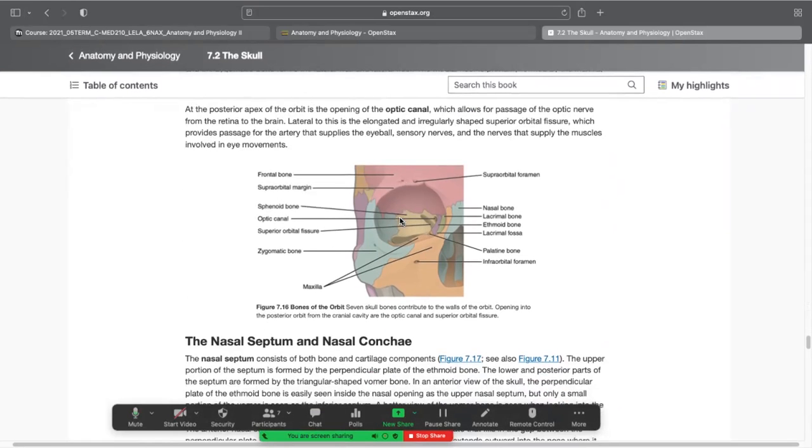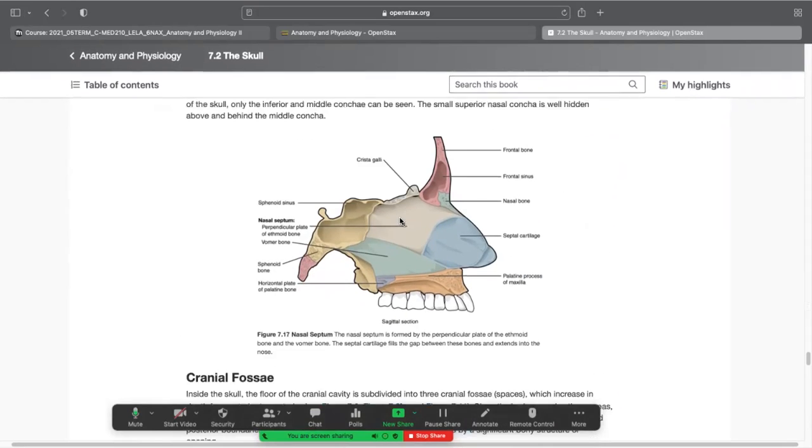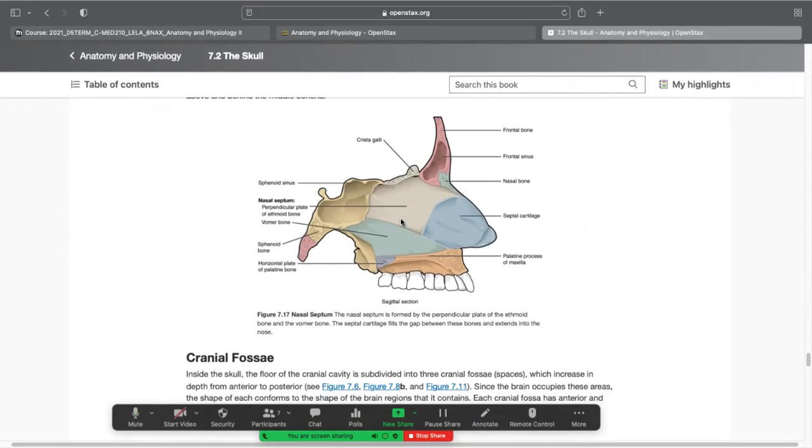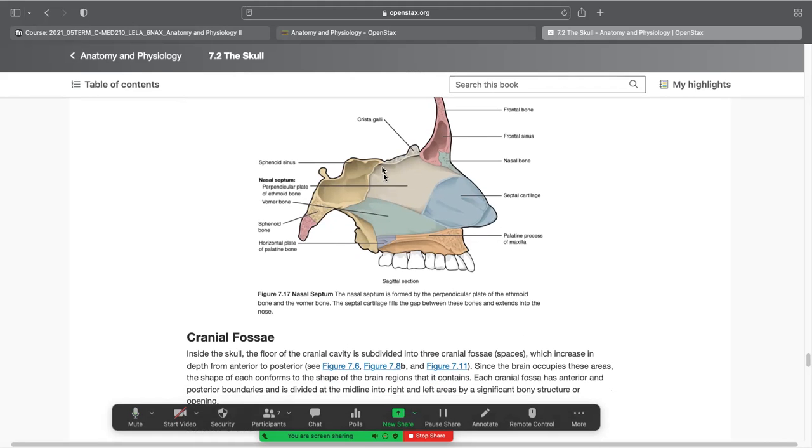Orbits. No. Nasal septum. Oh, here. The front part of your nose is septal cartilage because it can't be stiff. Because if I broke your nose, I wouldn't have a patent airway. Right here is your brain. You can also see how close your brain is to your nasal passages, which go through here.